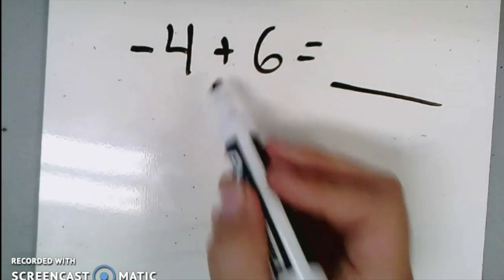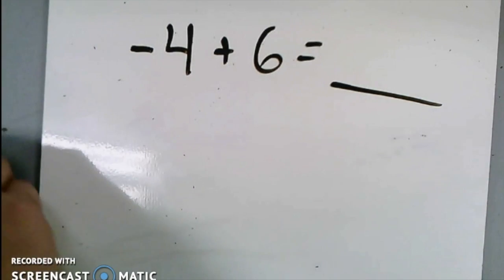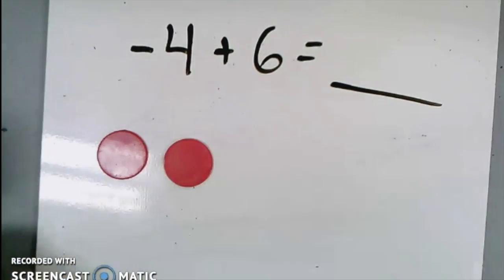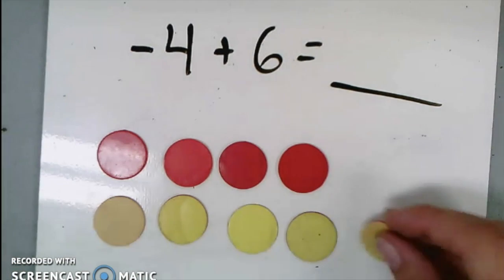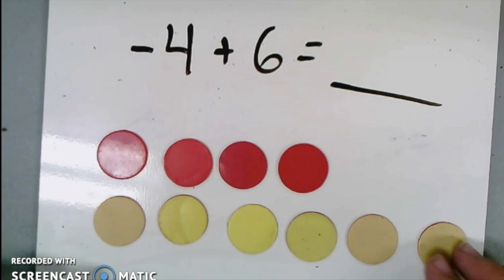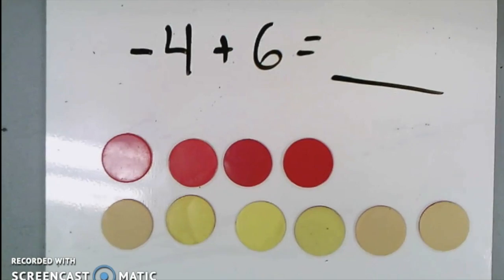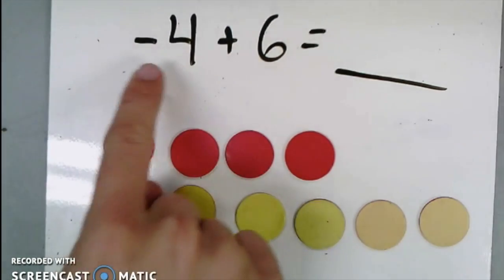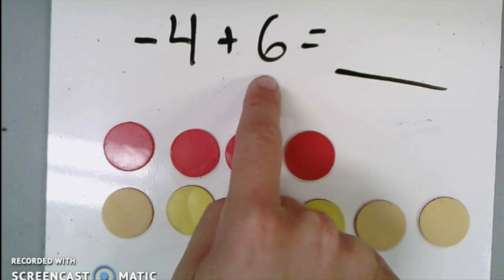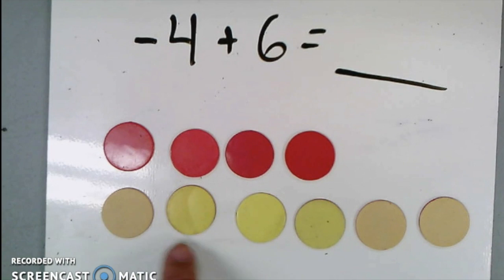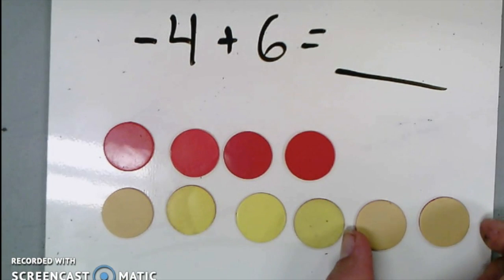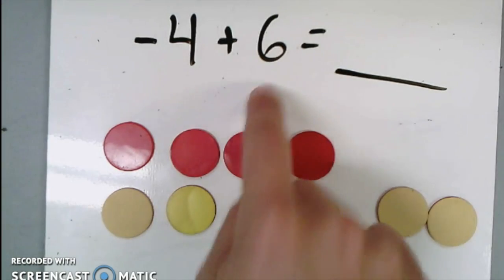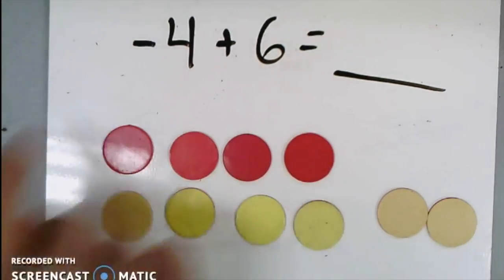Okay, it's already addition, so I don't need to change that. But a negative 4 would be like having 4 chips. And a positive 6 would be like having 6 of these. So if I found the absolute value and lined them up, different signs, find the difference. So it's going to be 6 minus 4, which gives us 2 left over, and they keep the sign of the bigger number. 6 minus 4 is 2.